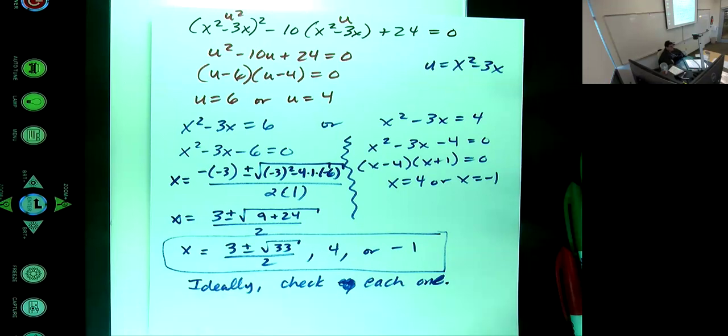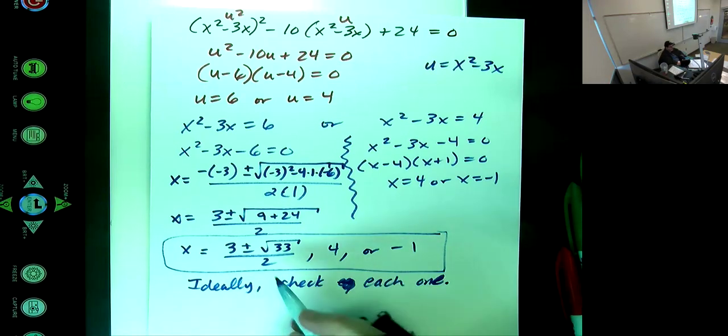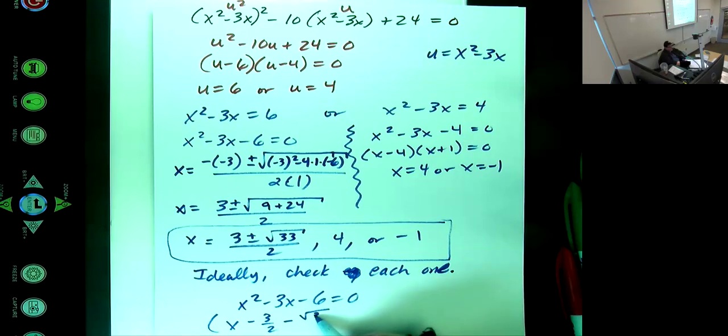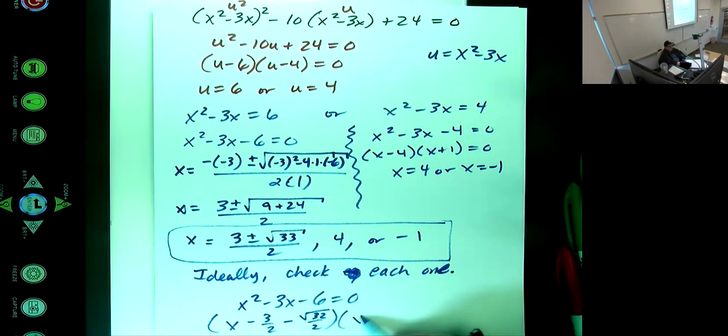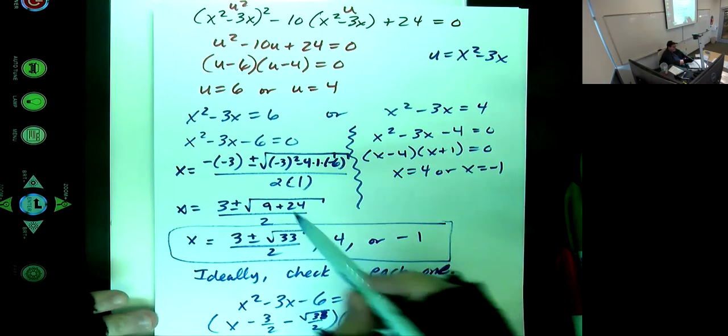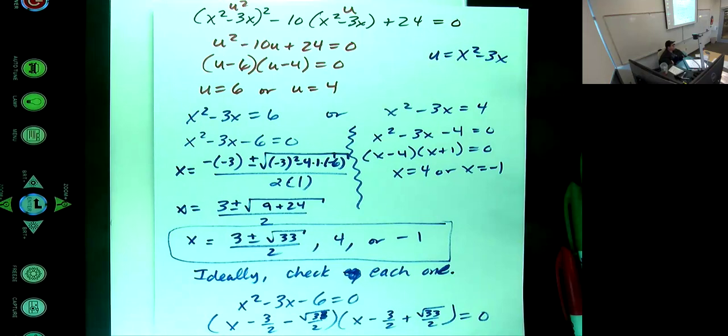Like, these are technically factors. I could have written x squared minus 3x minus 6 equals 0 as x minus 3 halves minus square root of 33 over 2 times x minus 3 halves plus square root of 33 over 2, had I just had the brain power to figure out that those were the factors. But who's gonna ever come up with those? Quadratic formula is your friend.